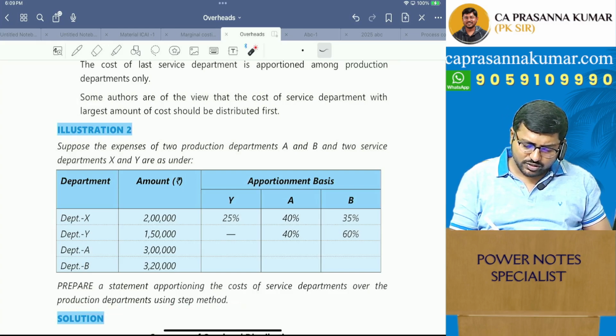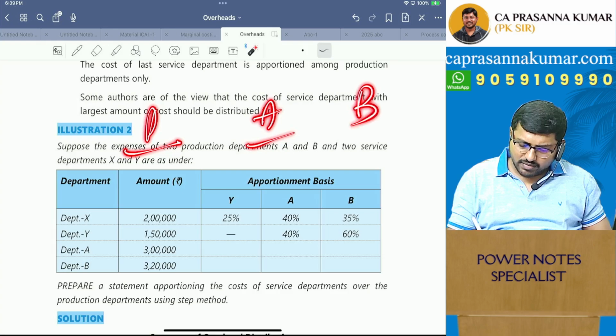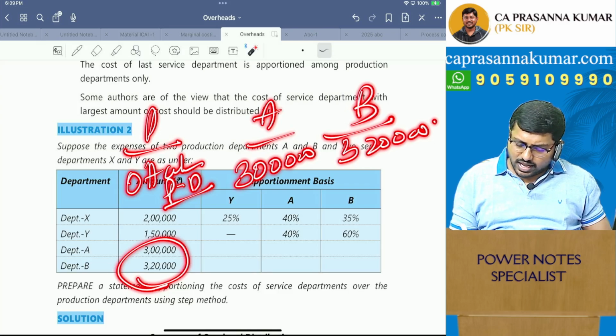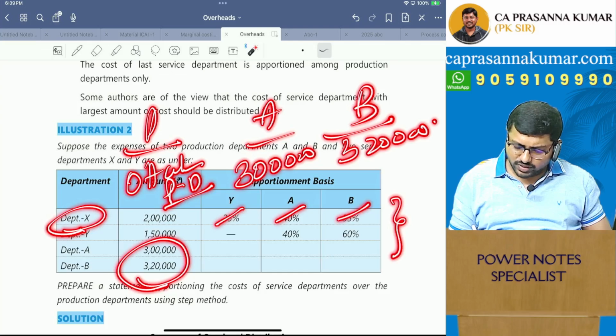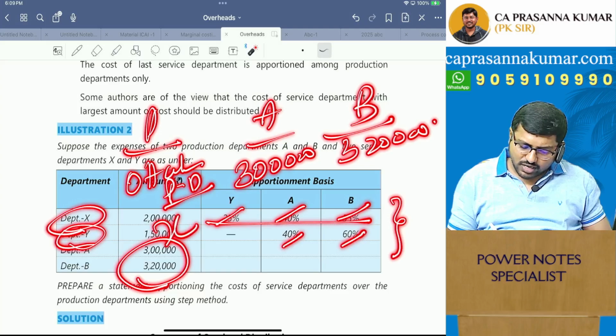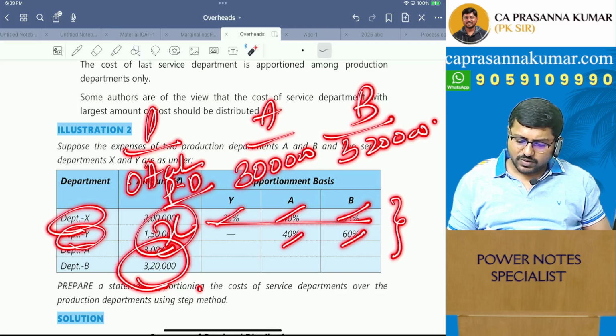Very simple. What you will do first, under particulars, you will write production departments A and B. First, you will write overheads after primary distribution. What are the overheads after primary distribution for production departments A and B? 3 lakhs as well as 3,20,000. Correct? Then you'll start with the service department. As you can see, who has provided the maximum number of services? See here, X has provided 1, 2, 3. Y has provided 1, 2. Correct? Therefore, we'll start with X. You understand the point? Then you go with Y. That is very important. So you'll have A, B, then X and Y as well.